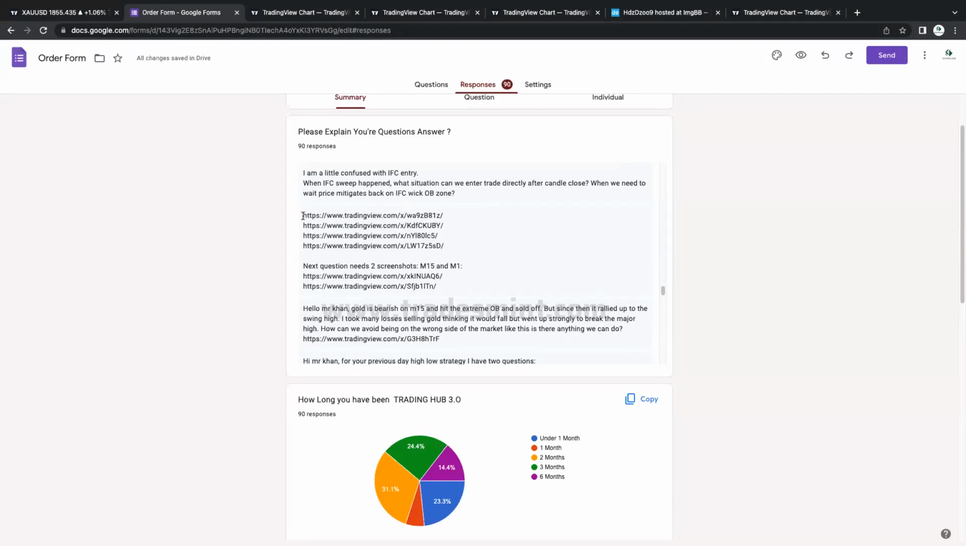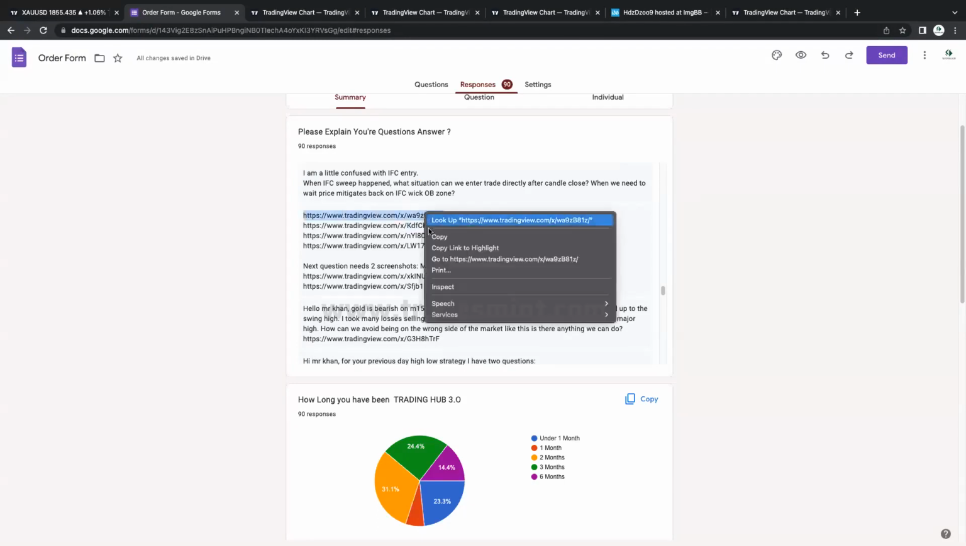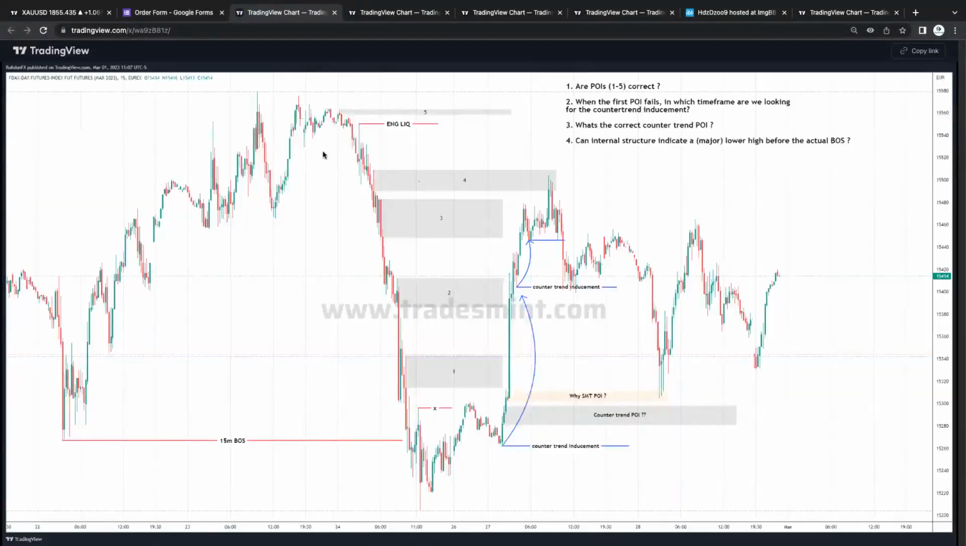The next question someone mentioned here, 2, 4, 6. After taking out the user 1, 2, 3, 4, 5, 6. First, where's the PI failed and which time frame we are looking for the counter trend entry? So you have to follow the same time frame. Like if you are using 15 minutes, then you have to use 15 minutes. If you are using 5 minutes, then 5 minutes. First PI failed and then you can buy.